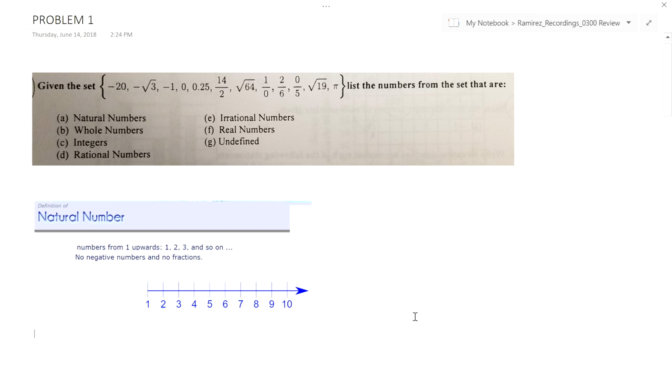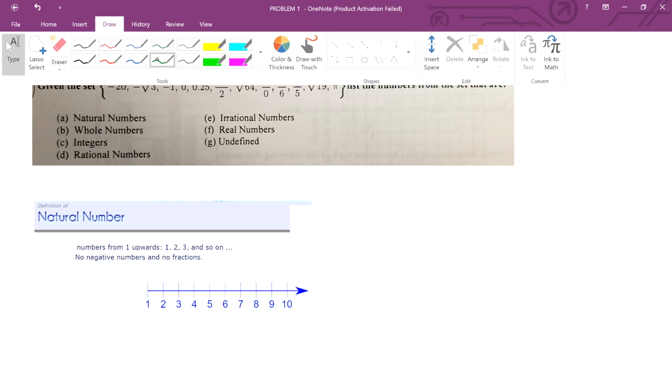So from the following problem, we are given a set, and from that set, we're supposed to figure out which ones are natural numbers, whole numbers, integers, rational numbers, irrational numbers, real numbers, and undefined. So for part A, we are going to figure out which numbers from the set are natural numbers.